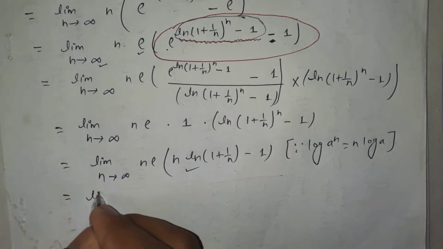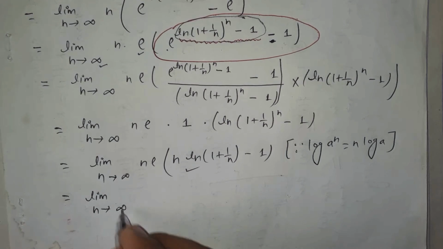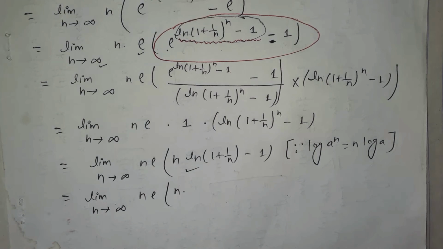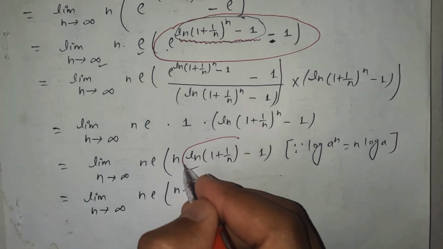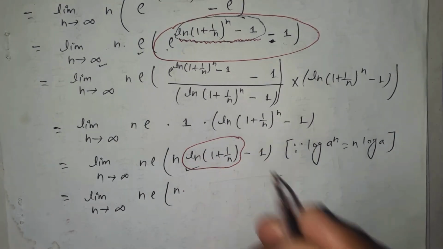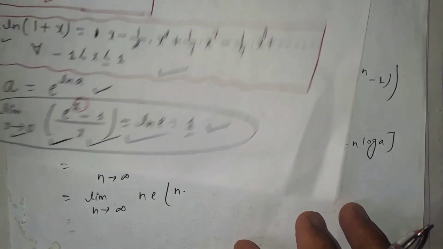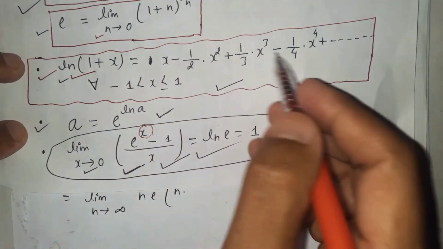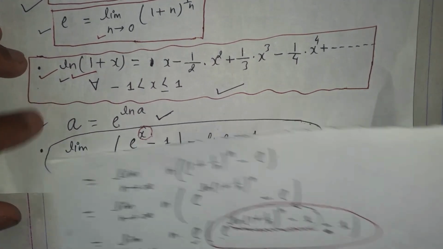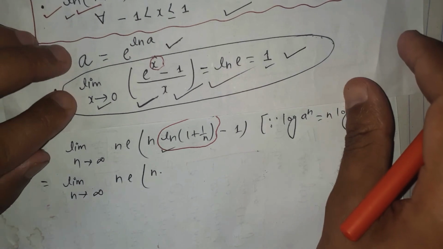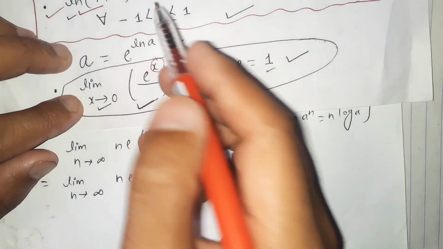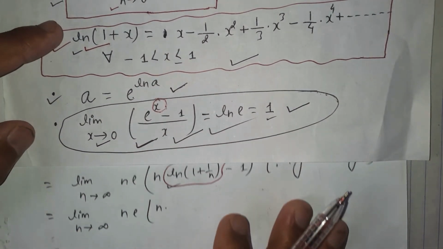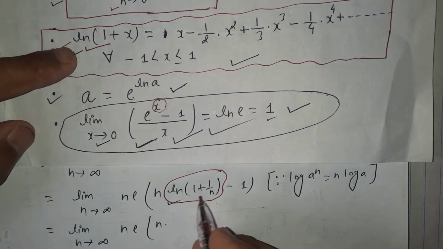Let's simplify it. The limit as n approaches infinity of n times e, and we have the formula for the expanded form of ln of 1 plus x. We already discussed that ln of 1 plus x can be expanded by this form. So we are applying this concept here. Let's apply this expansion of ln of 1 plus x in this expression. Let's expand it.